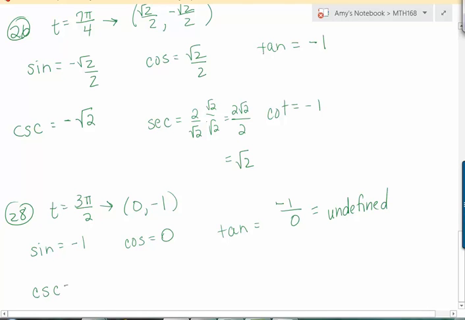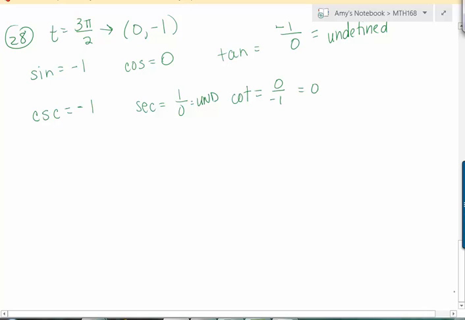Then you're going to do the reciprocal of sine, the reciprocal of cosine, and the reciprocal of tangent. So the reciprocal of tangent would be 0 over negative 1, which equals 0. The reciprocal of cosine would be 1 over 0, which is undefined. And the reciprocal of sine, the cosecant, would be negative 1. Skip over to number 44.